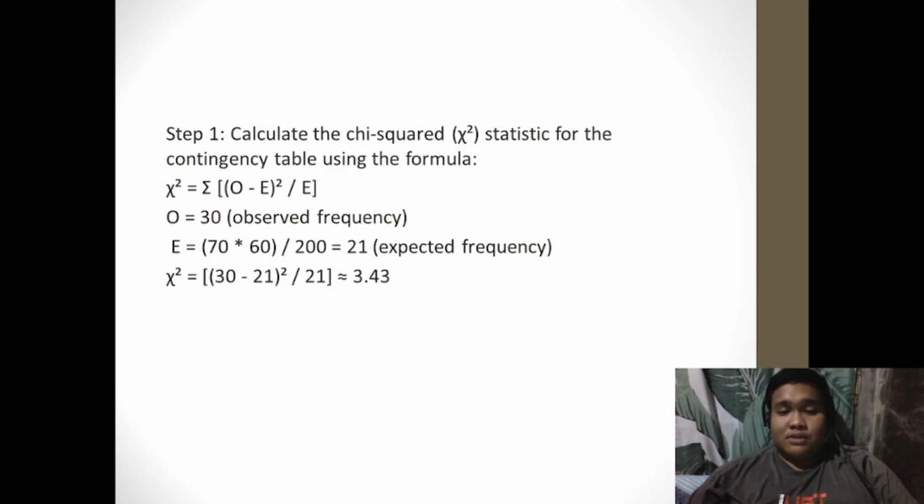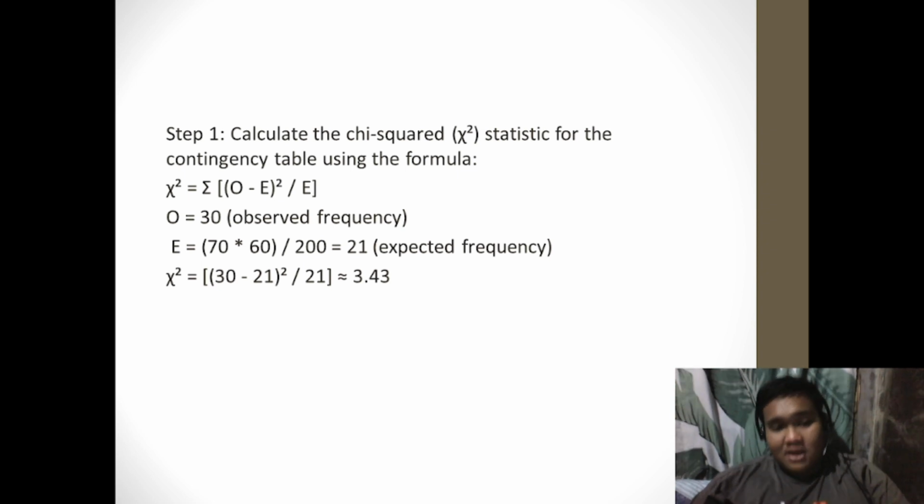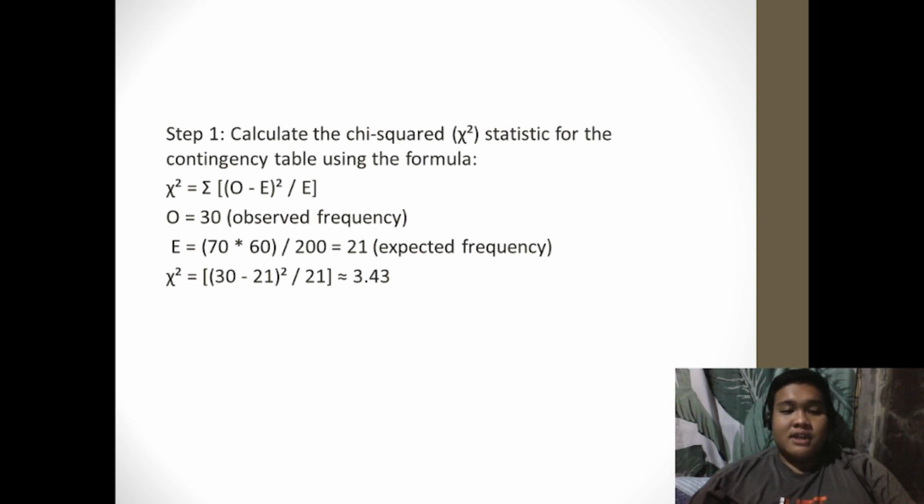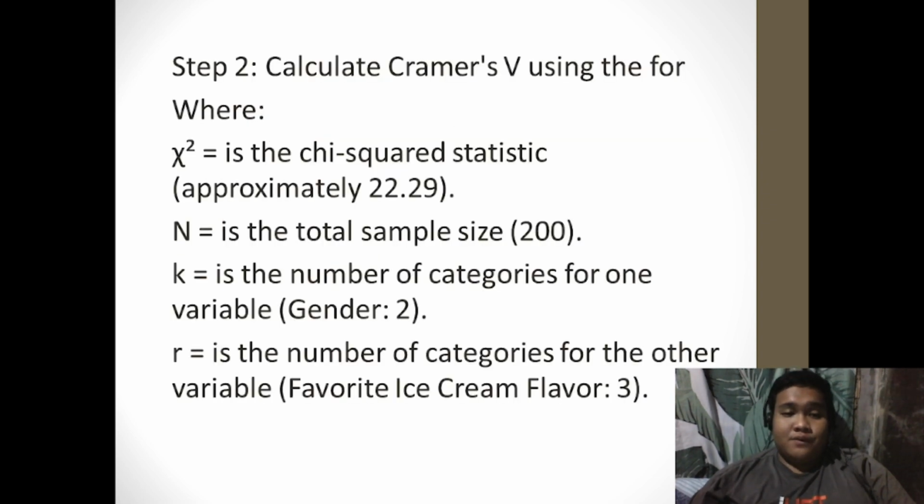Step 1. Same as in example 1, calculate the chi-squared statistic for the contingency table using the formula. So this is the formula. O equals 30, the observed frequency. E equals 70 times 60 divided by 200, which is 21. This is our expected frequency. So x squared is (30 minus 21) squared divided by 21, which is approximately 3.43.